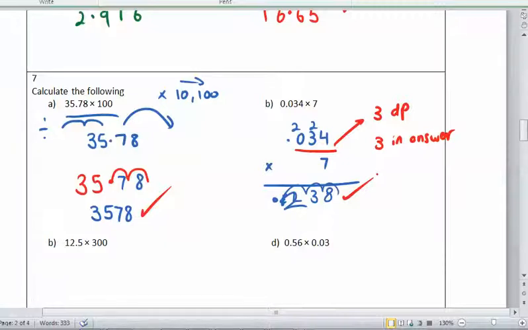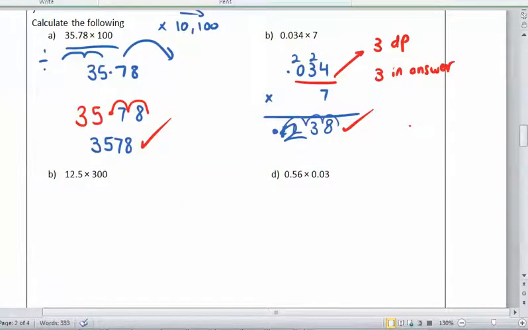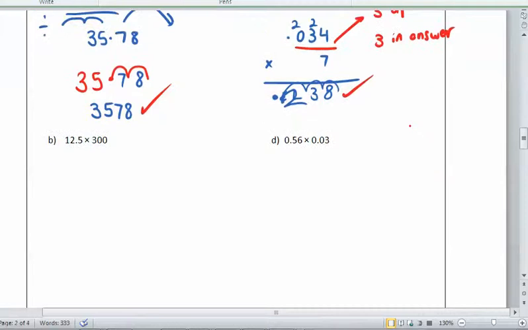Hands up if you didn't even get to that question. Be honest. All right. Now, if you're not getting up to that question in 40 minutes, then you're going to be struggling for time. Really struggling. So, it's probably an indication we needed to practice more. Okay, 12.5 times 300.